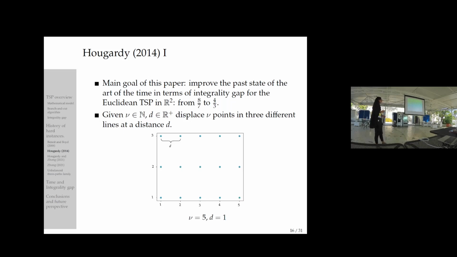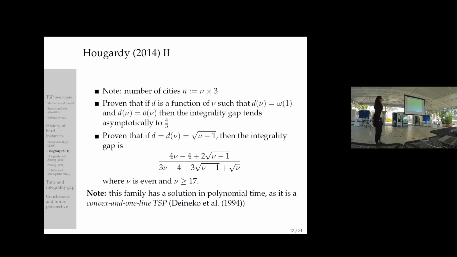This is a parametric family, and it is given by two parameters: nu, that is an integer number, and d, that is a positive number. It is a Euclidean TSP because we have the exact coordinates in R2 for each node, as you can see in the slide. You displace the nodes in three paths, and you provide a distance between each aligned node equal to d. In this case, the number of nodes is nu times 3.